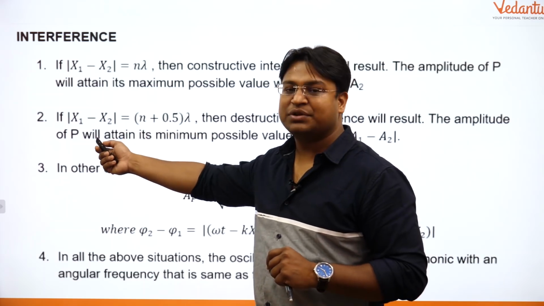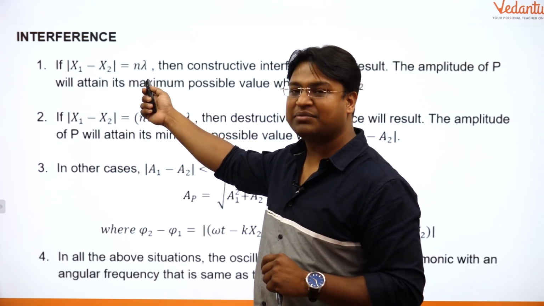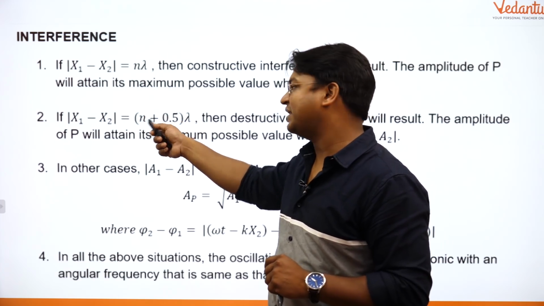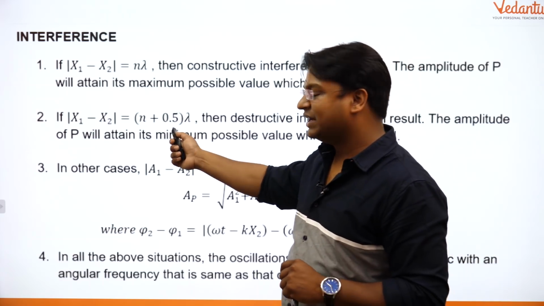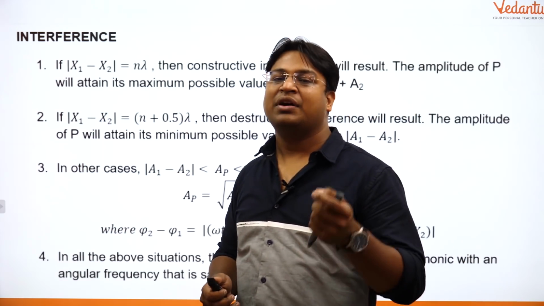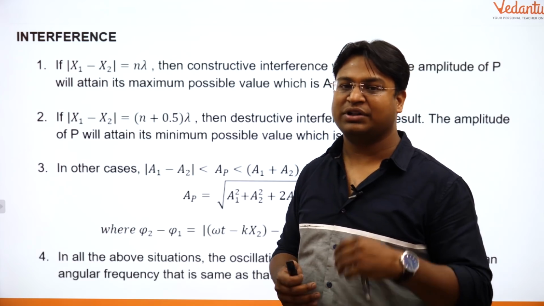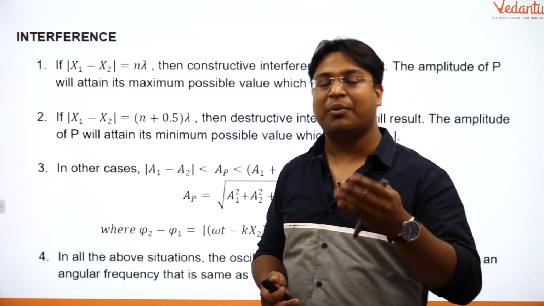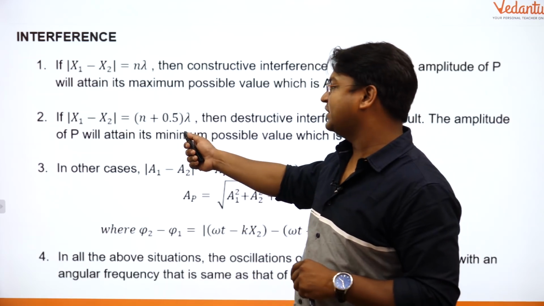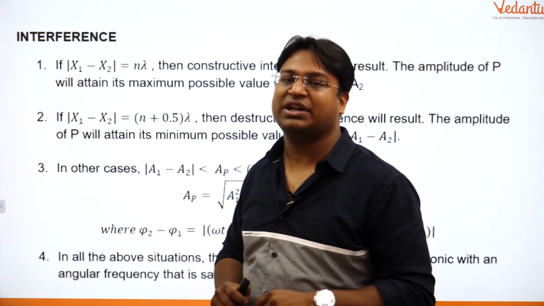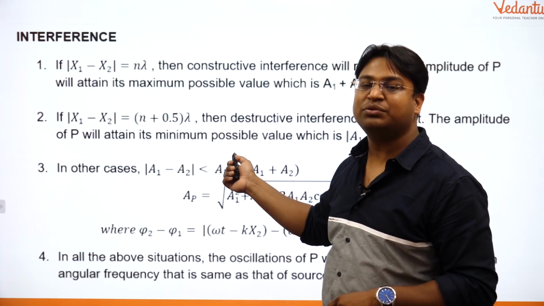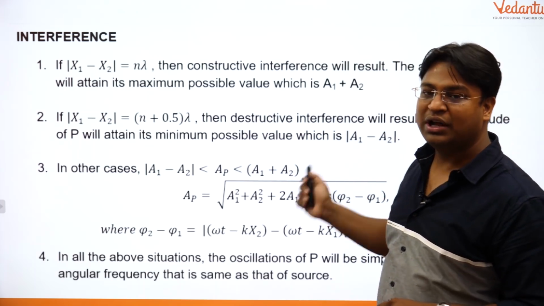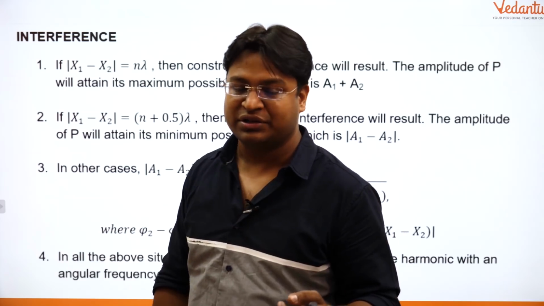Now the second case comes when the path difference is not an integer multiple of lambda, rather it's an integer plus 0.5 times lambda. In this case, the crest of one wave totally matches with the trough of the other wave, or the maximum displacement on one side totally gets overlapped with the opposite displacement of the other wave. In this scenario, we say that destructive interference has taken place, and the resultant amplitude at point P will be the mod of A1 minus A2, because we are not sure whether A1 is greater or A2 is larger.